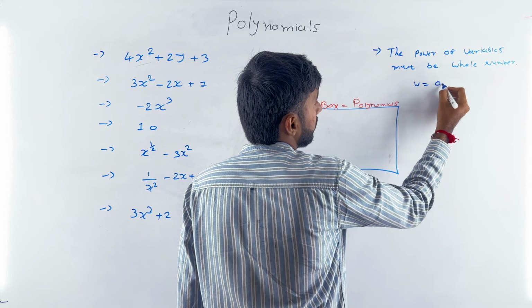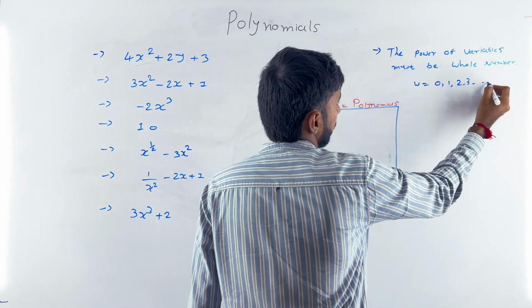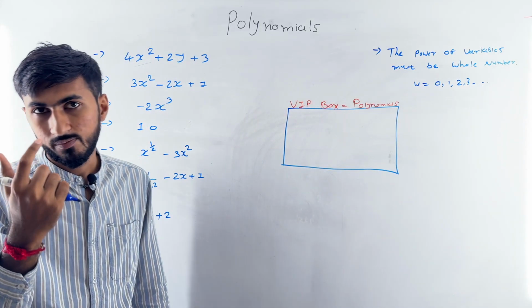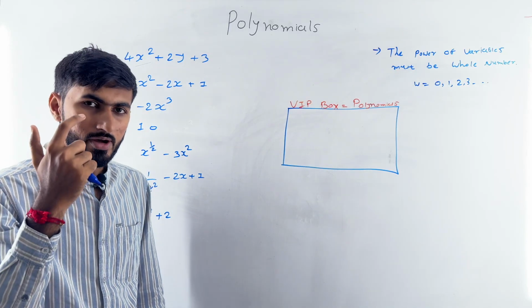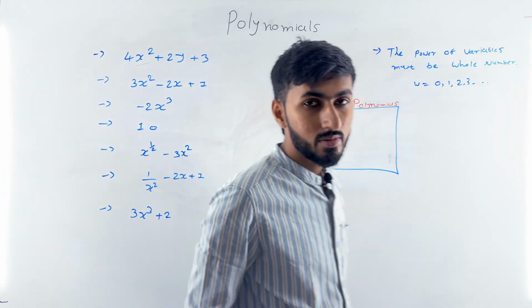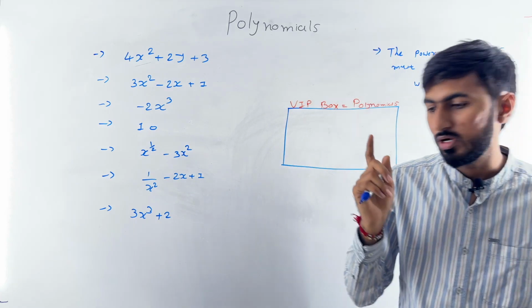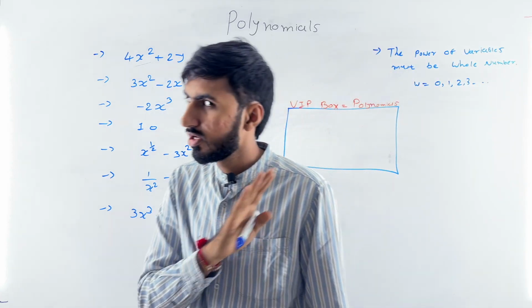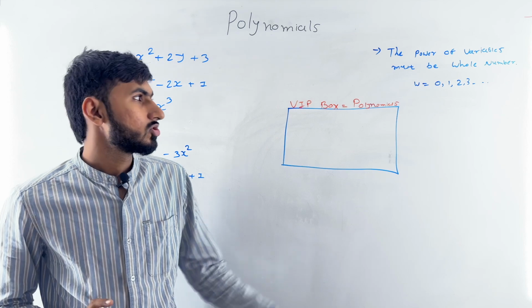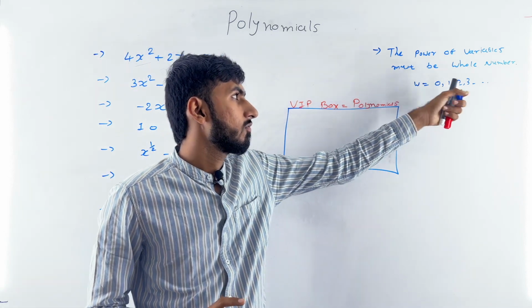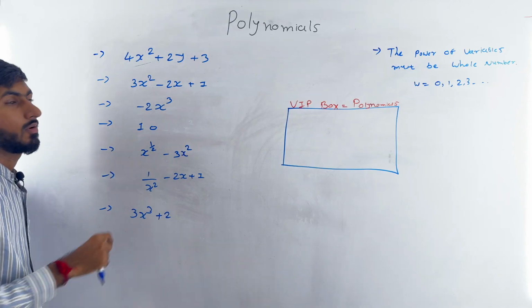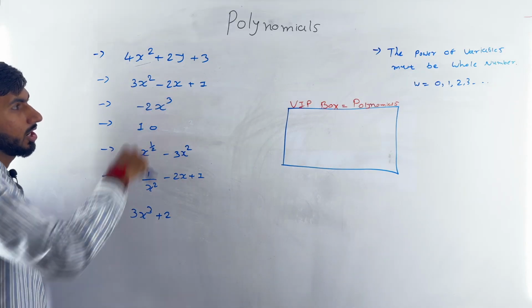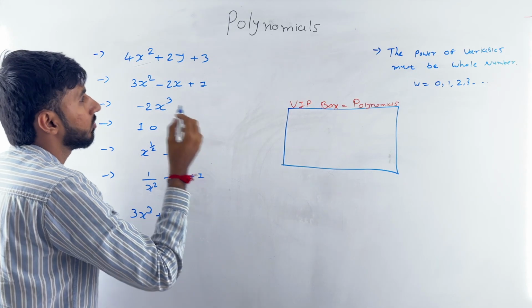We all know that whole numbers are 0, 1, 2, 3, right? So, if the power is negative, it should not be a polynomial. If the power is any decimal number, it cannot be a polynomial. If the power is a negative number, it cannot be a polynomial, right? So the power must be a whole number to be a polynomial. Now let us see this. We will see how many of these are polynomials, right?